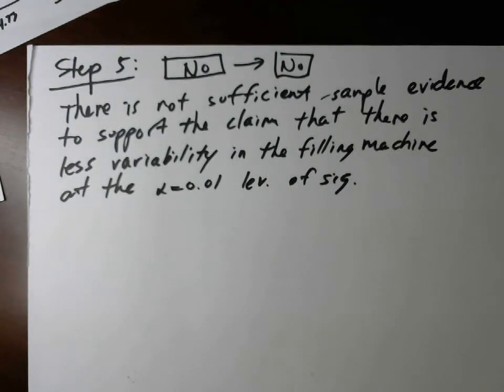So think about the logic of the flow chart and make sure that this makes sense as the conclusion of a hypothesis test. If someone asks you, is there less variability in the filling machine, this is the answer you would give based off of our sample. Okay? So please let me know if you have any questions.